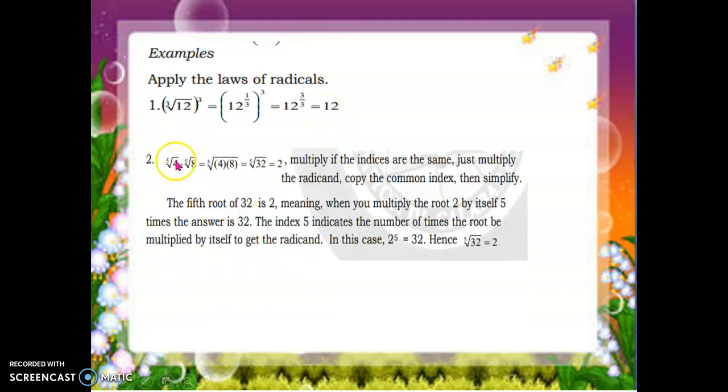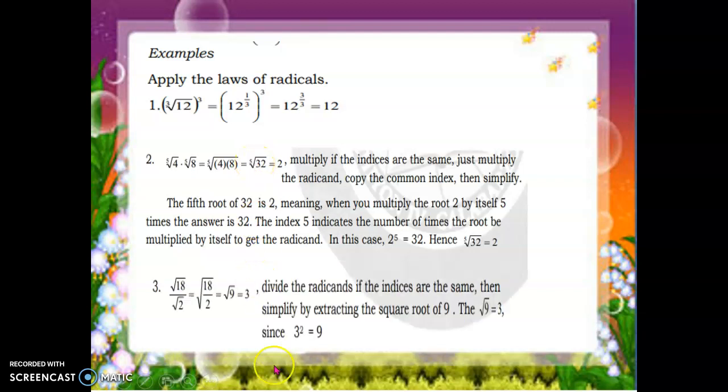Number 2. Product of radicals. The bases are different, but the index is the same. So, 4 times 8, to the 5th root. 4 times 8 is 32, to the 5th root. Why 2? Because what is the 5th root of 32? 2 times 2 times 2 times 2 times 2. It is how many times you multiply 2 by itself. So, the answer is 2. We extract the 5th root of 32. That's how it goes.